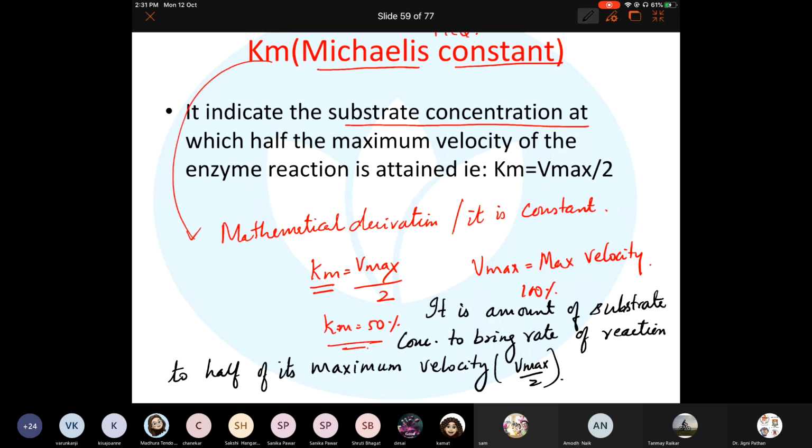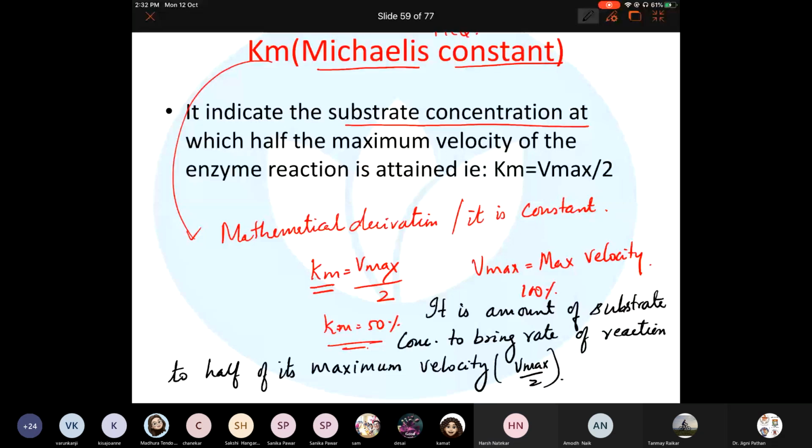Ma'am, could you please show me the slide of effects of pH? Yeah, I'll show you the slide of effects of pH. Are you done with this Michaelis constant? Yes, ma'am.